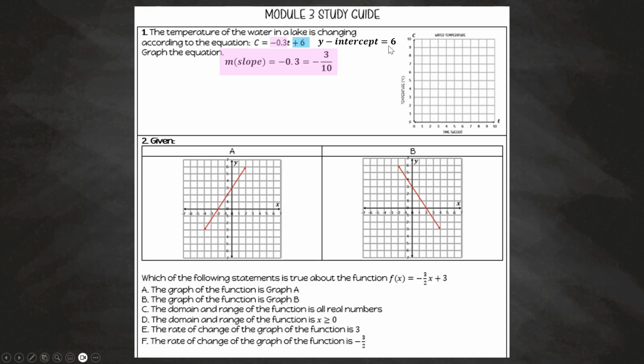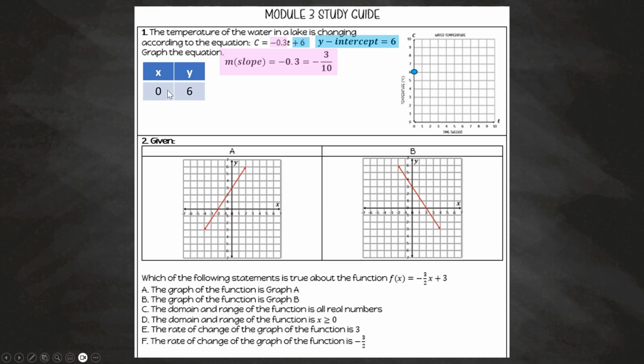So our y-intercept is 6, so we're going to go over here to our y-axis, or here our c-axis, because that is labeled C, or our temperature. And we're going to go to 6. Now, to find our other point, some of you may remember from your previous math classes that you can go down 3, 1, 2, 3, and over 10.